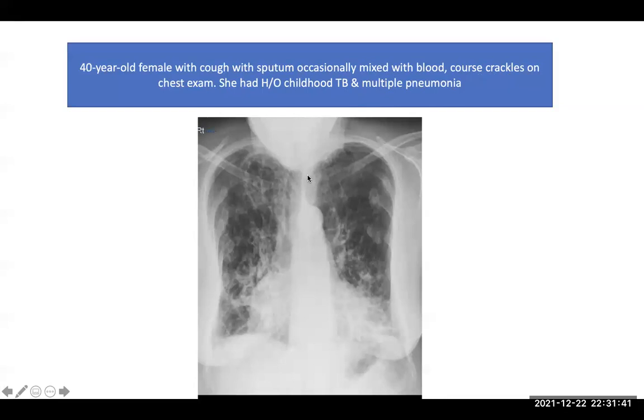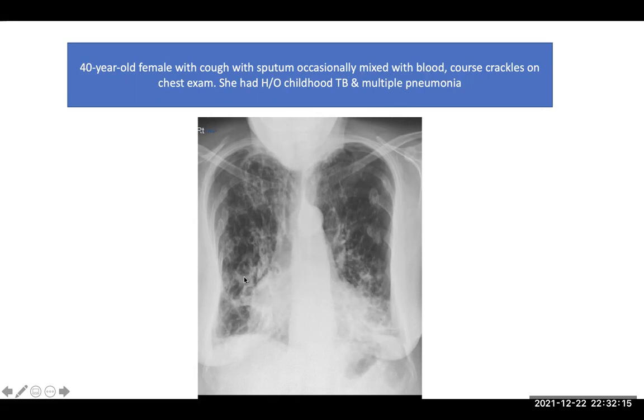And there are also some other risk factors of bronchiectasis, like allergic bronchopulmonary aspergillosis, or any bronchial tumor that obstructs the bronchioles, or any mucus plugs that obstruct the bronchioles, which may contribute to forming bronchiectasis. In this case, this patient has childhood tuberculosis and multiple pneumonia. As this patient has sputum production with occasional blood and coarse crackles, it's very suspicious of bronchiectasis.